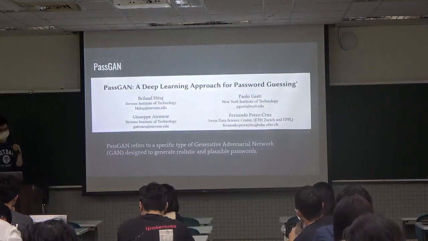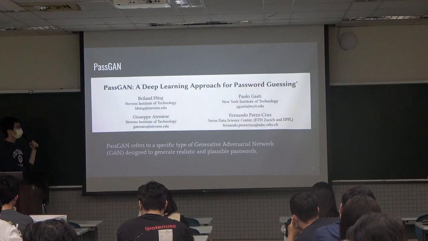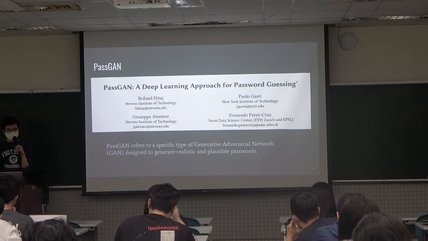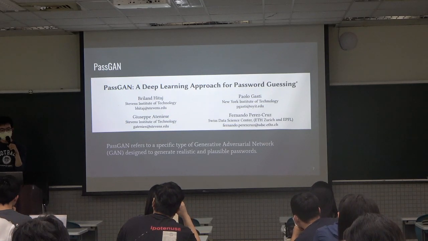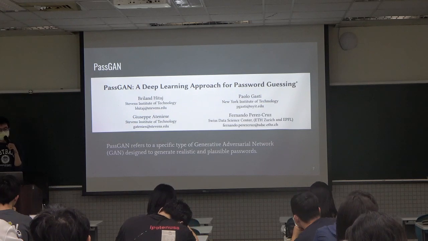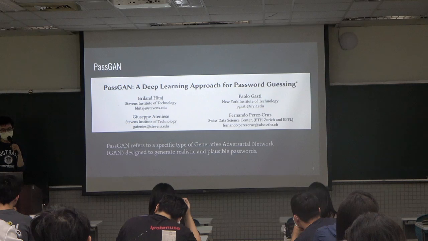Now we want to introduce a research paper, PassGAN, a deep learning approach for password guessing. PassGAN refers to a specific type of generative adversarial network, GAN, designed to generate realistic and plausible passwords.